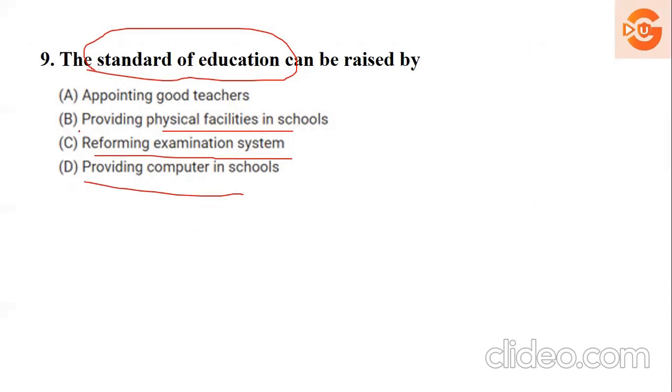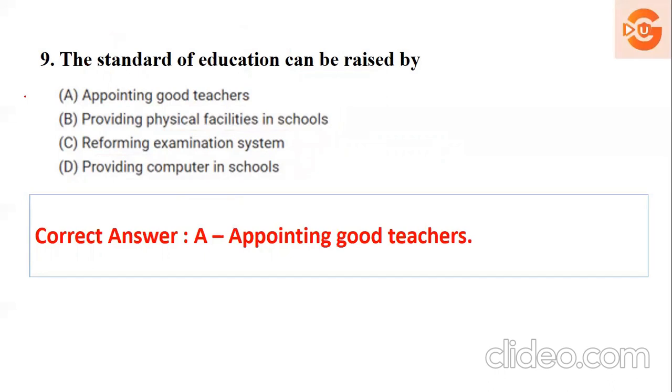But who is the first factor who comes into direct contact with the student? That is teachers. If the appointed teachers are good, they will make use of physical facilities in the school in a proper way. They will help bring a reformation in the examination system. They will help students learn with the help of computers. But basically, the main ingredient in order to raise the standard of education is teachers. So the option for this is appointing good teachers. You can raise the standard of education. So your right answer is option A.